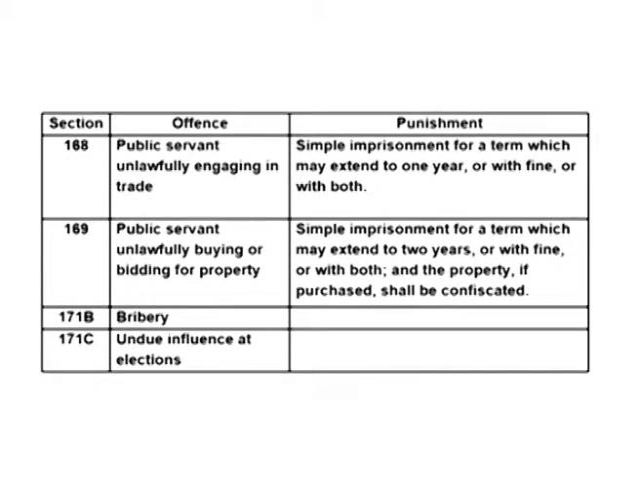Some of the sections of IPC formed against white-collar crimes are: Section 168, offence defined under this section is public servant unlawfully engaging in trade, and the punishment for this is simple imprisonment for a term which may extend to 1 year or with fine or with both. Under section 169, the offence committed is by the public servant unlawfully buying or bidding for property, and the punishment given is a simple imprisonment for a term which may extend to 2 years or with fine or with both, and the property, if purchased, shall be confiscated.